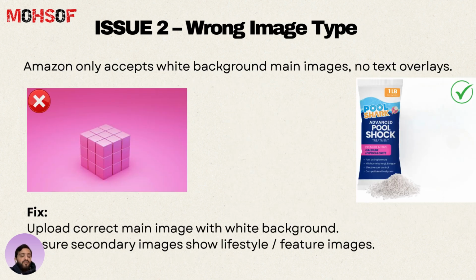The second issue is wrong image type. Like you can see in the right image, this is our product and there's a white background. Normally what people do, if they're selling, let's say, a pack of 2 or pack of 12 or pack of 3, is they put a pack of 12 in the listing top banner, or put a word which says pack of 12 in the main image, and Amazon rejects it because Amazon has a very simple policy.